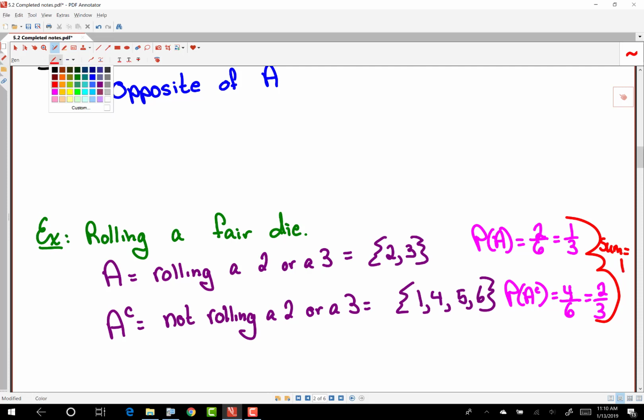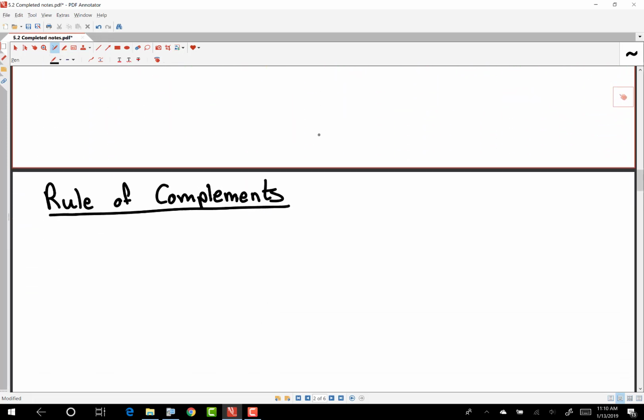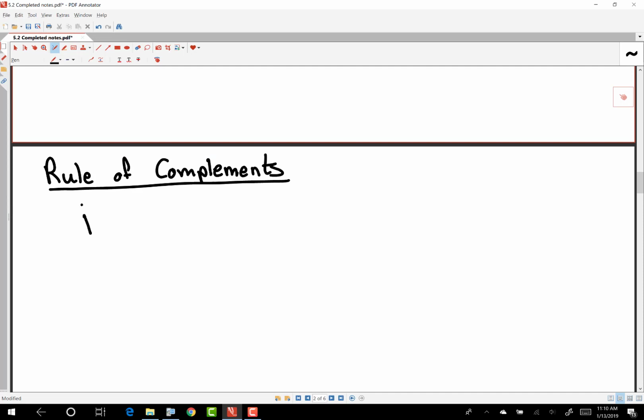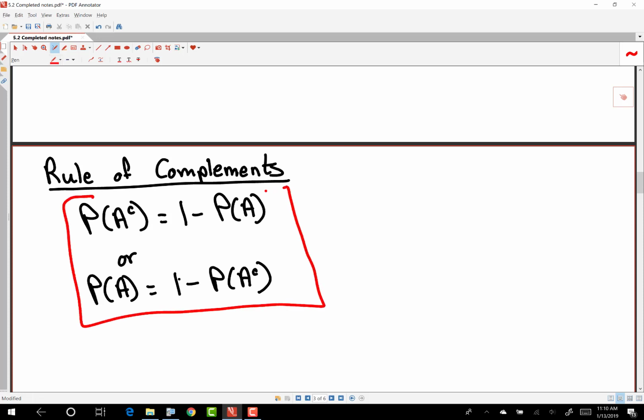And so we have something called the rule of complements, which says that if you have the probability of A complement, you can find that by taking 1 minus the probability of A. And vice versa. If you want the probability of A, you can find that by taking 1 minus the probability of A complement. Sometimes it's going to be easier to use the complement to find a probability. And we'll look at some examples and I'll point out how it's easier.